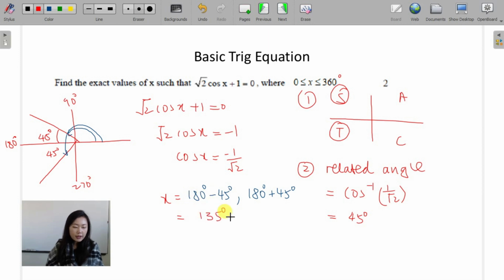That's 135, or you can do it in your head. It's not that hard. Okay, 225. That is it. All right, so this is the most basic type. Single ratio, make it the subject. Look at the quadrant, look at the related angle, and then just work out the answers corresponding to the quadrants you're meant to be in.